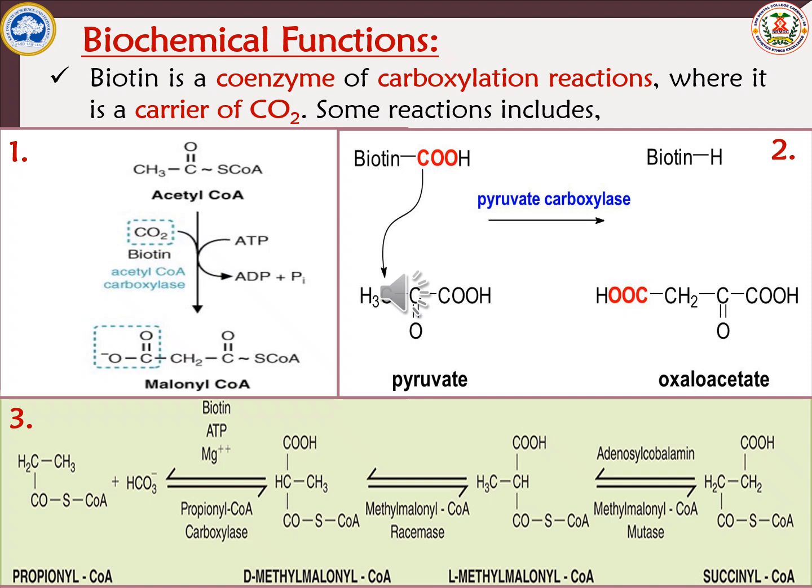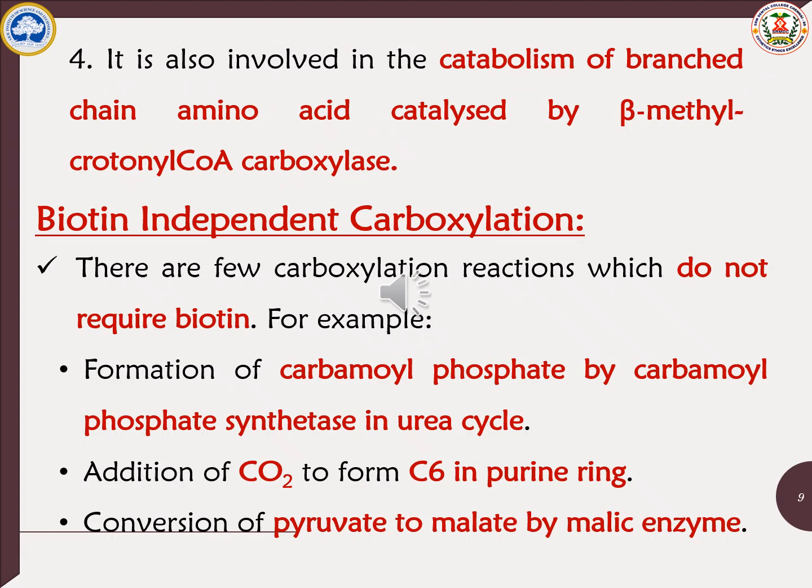There is one more reaction which is seen in the next slide, where biotin as a coenzyme acts in the carboxylation reaction. Now, another important pathway where biotin acts as a carbon dioxide carrier is the catabolism of the branched chain amino acid leucine. During this process, beta methyl crotonyl CoA gets converted into beta methyl glutaconyl CoA. This is done by the enzyme beta methyl crotonyl CoA carboxylase. They require biotin as a carbon dioxide carrier.